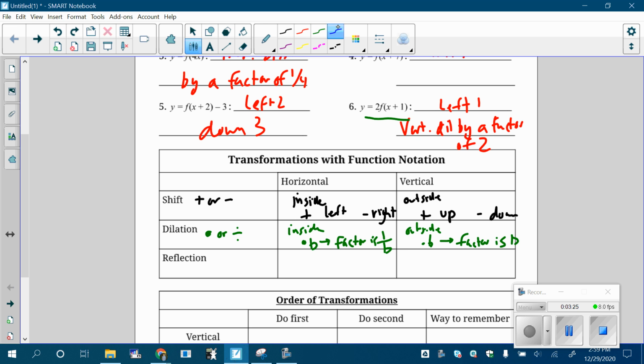How do you tell if you have a reflection? Well, that is a negative on the inside or outside. And it's really like multiplying by a negative. Okay, so you have a negative that you're really multiplying by. Okay, it's on the inside. Think about a horizontal flip on the inside. It's over the y-axis. If it's on the outside, it's a vertical flip. That's going to be over the x-axis.